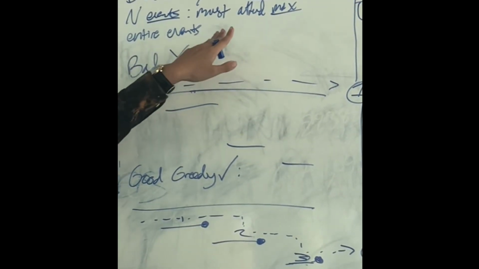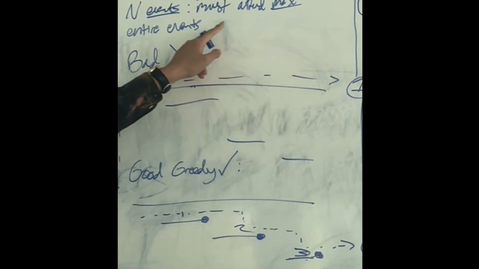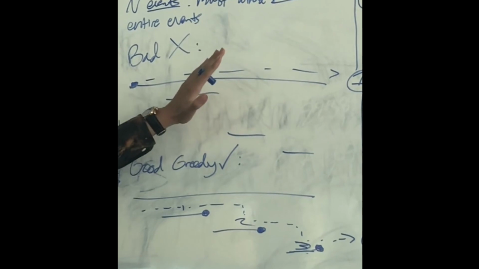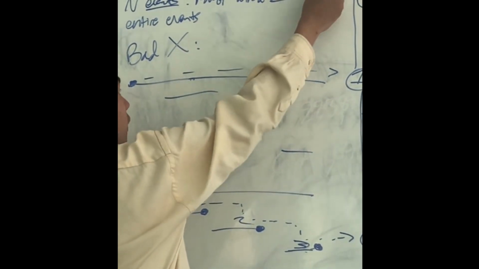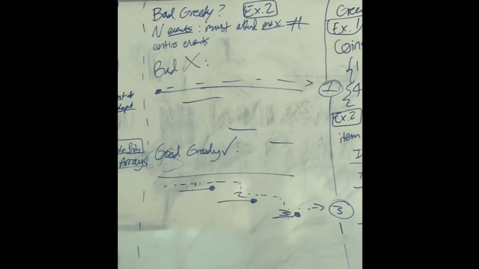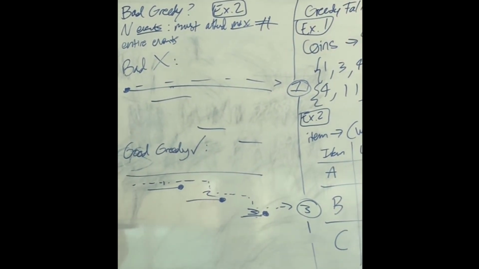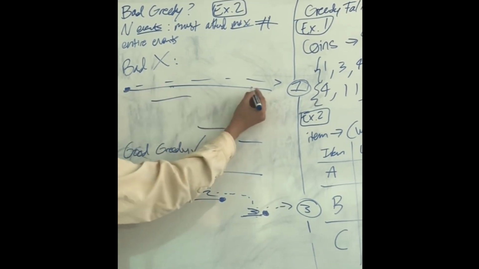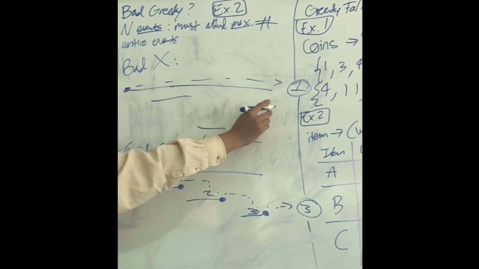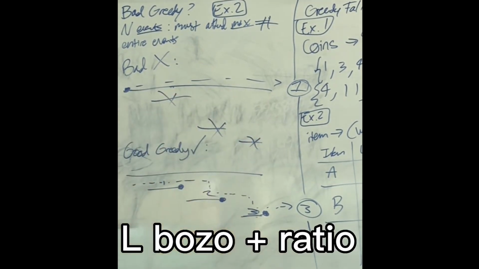So an example of a bad greedy algorithm is in this problem here. We have n events, and you must attend the maximum number of events, but you have to attend the entire event. So a bad greedy algorithm would just look at the starting time of the event. Oh, okay, but what if there's this huge event? You take this one event, and the output's gonna be 1, because it's not gonna check these at all. So that's a bad greedy algorithm.